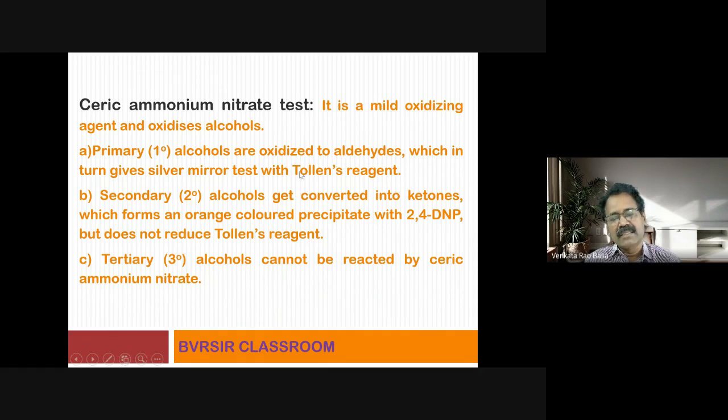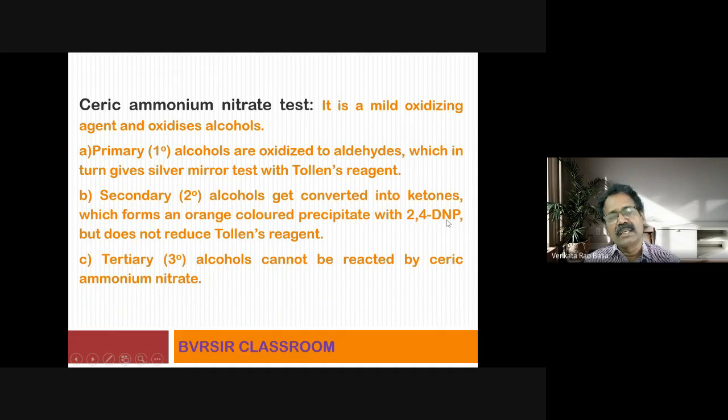Which substances give a positive test with Tollens reagent? They are aldehydes. It is also called the silver mirror test. If it is a primary alcohol, then it is oxidized to an aldehyde with ferric ammonium nitrate, which in turn gives the silver mirror test with Tollens reagent. Secondary alcohols get converted into ketones. They are not converted into aldehydes, but into ketones, which form an orange colored precipitate with 2,4-DNP.